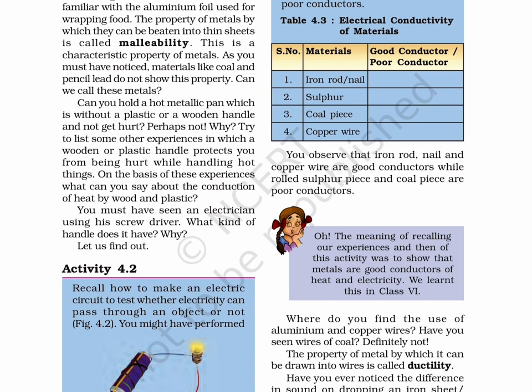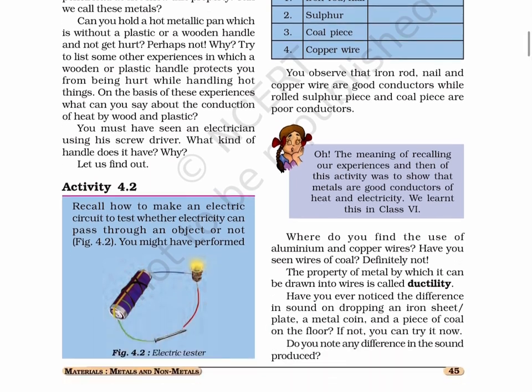You observe that iron rod, nail, and copper wire are good conductors, while rolled sulfur piece and coal piece are poor conductors.